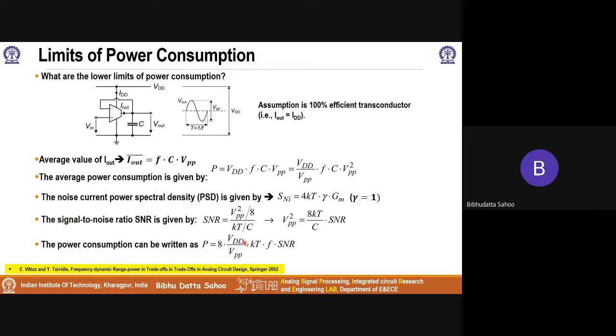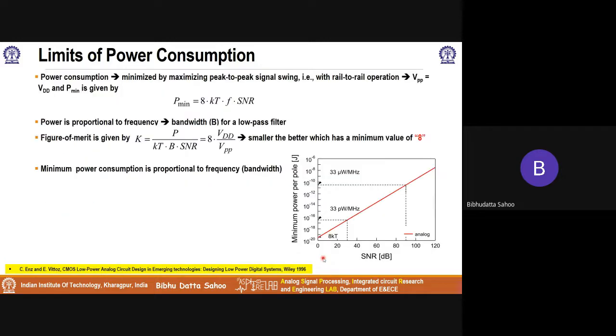It is of course proportional to the supply voltage and is inversely proportional to the peak to peak swing. So if I keep increasing the swing, then certainly my signal power will keep on increasing, and therefore my power consumption is going to reduce for the given amount of SNR. Now, what does it say here? That means if I want to minimize this for a given SNR, I should have the peak to peak swing as close to the supply voltage as possible. If this is 1, then I get VDD over VPP is 1. That is the minimum power that we can achieve for a given SNR and for a given bandwidth.